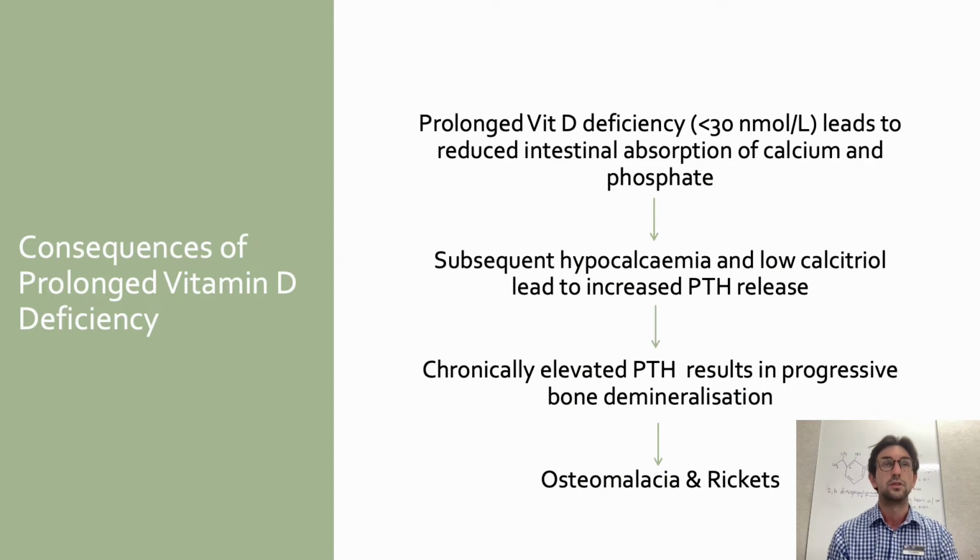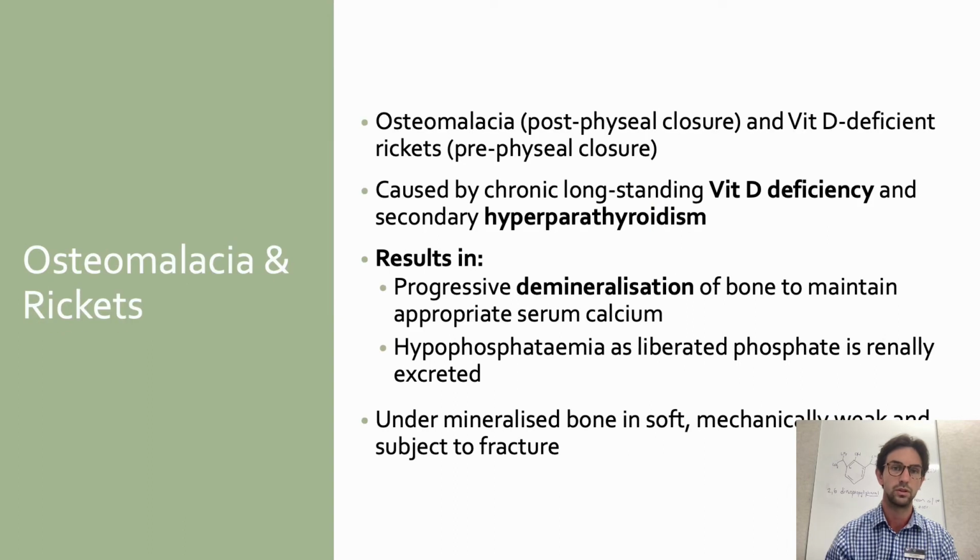So what are the consequences of prolonged vitamin D deficiency? A chronic reduction in vitamin D can lead to reduced intestinal absorption of calcium and phosphate. This can result in hypocalcemia and low calcitriol, which lead to disinhibited PTH release. Chronically elevated PTH results in progressive bone demineralization, and that's the critical step, which can ultimately lead to osteomalacia and rickets, which I'll talk to now.